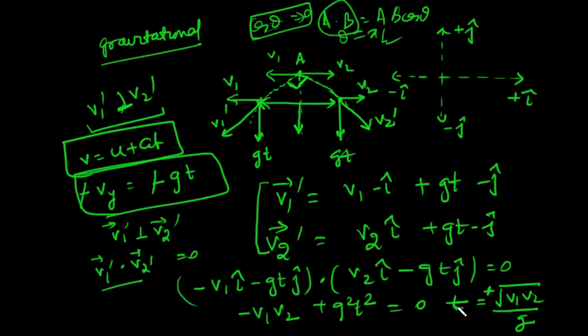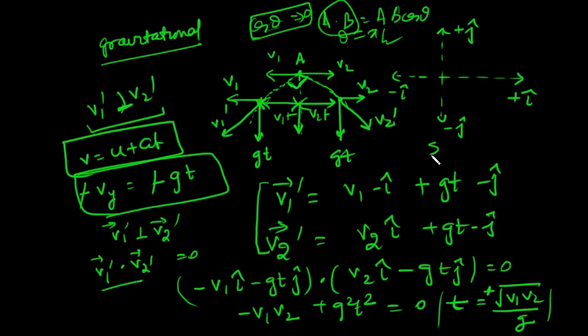Okay, so we have t equal to under root v1 v2 by g. Now we have to find out the distance between them at time t. This distance will be v1t and this will be v2t. Since horizontal components are unchanged, v1t will be the horizontal distance traveled by the first particle, and v2t the horizontal distance traveled by the second particle. We add them and we get the total distance.